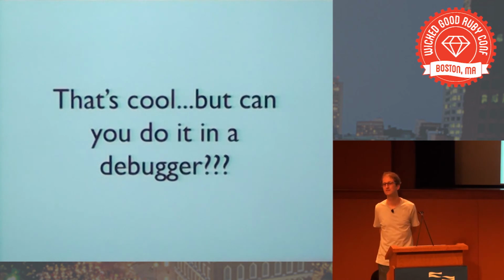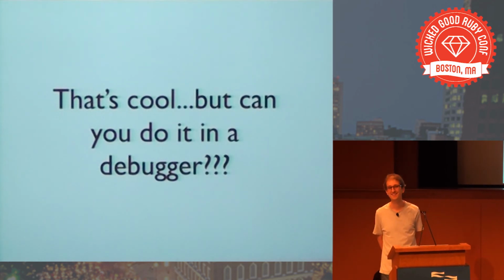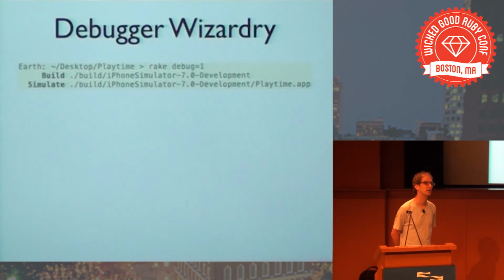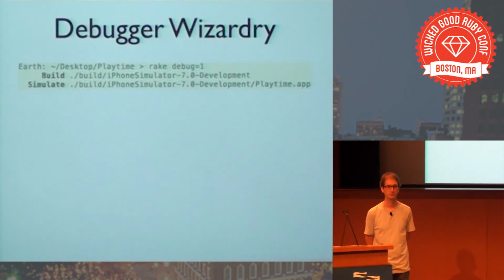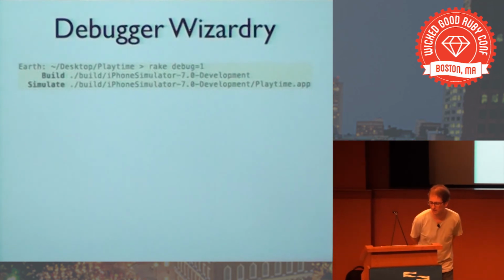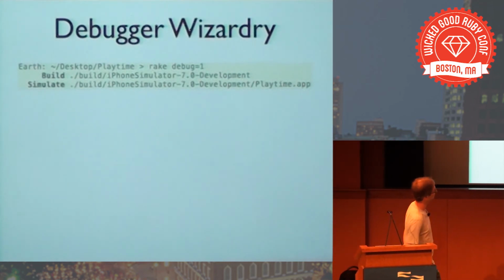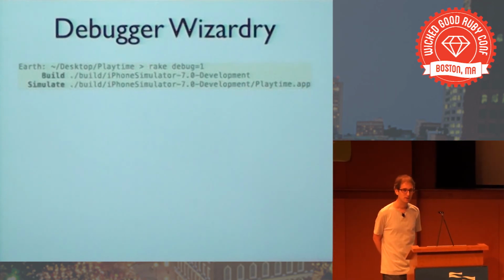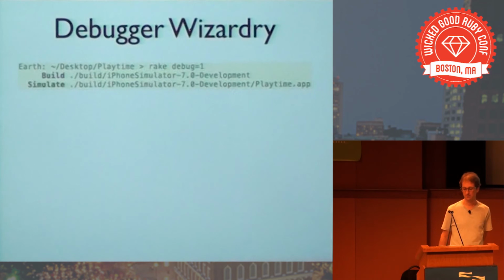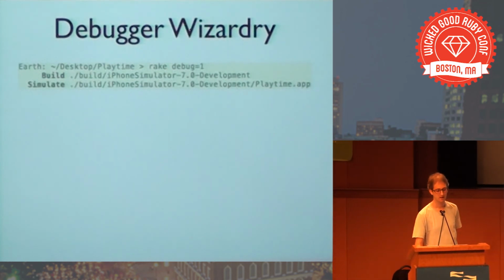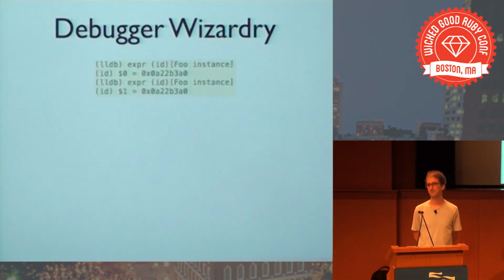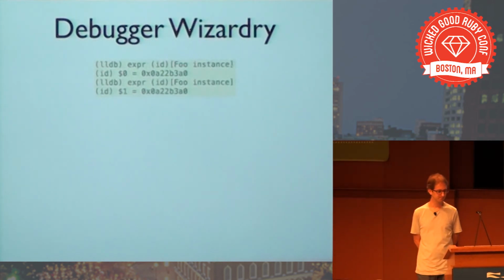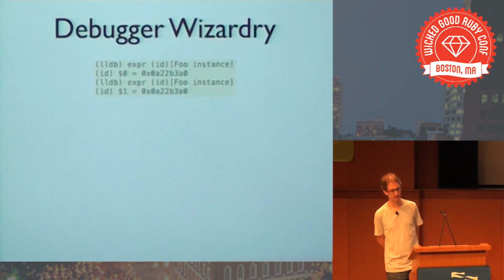That's kind of cool. But can you do it in a debugger? So if instead of running rake to do the default build and simulate, you pass in this argument or set the environment variable debug to 1, then rake will, instead of popping up a REPL, pop up an interface to LLDB. It's recent that we've switched from GDB to LLDB.